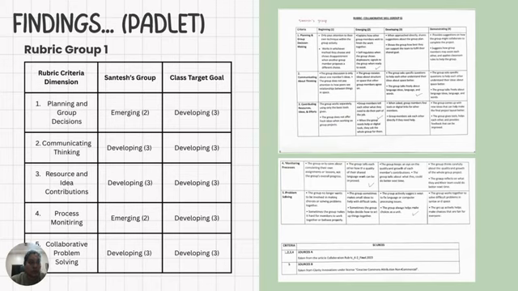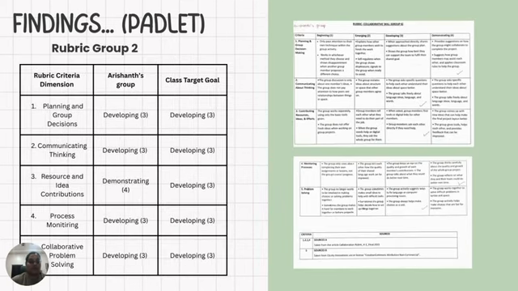Number 2, communicating thinking, this group got 3 as per the class target goal, so they achieved the second criteria. Moving forward to the third criteria, resource and idea contribution, this group got 3 as per the class target goal. They achieved the third criteria as well. Number 4, process monitoring, they got 2 and they are supposed to get 3 for the class target goal. And for the last criteria, they got 3 as per the class target goal.